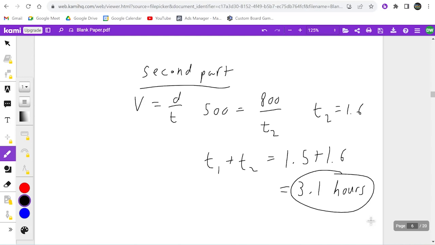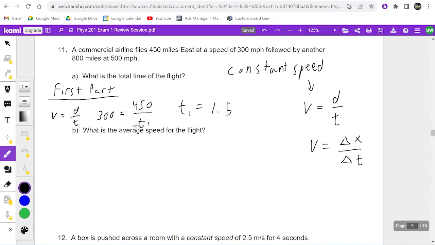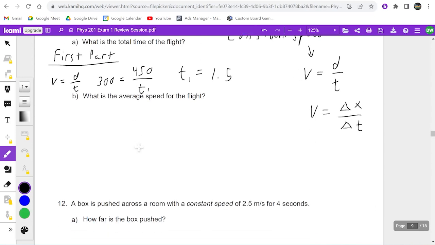Okay, now we want to find part B, which is what is the average speed for the flight? Now, average speed is technically different than average velocity, but luckily, since we're just flying in a straight line, it's not going to make a difference. I can explain what the difference is after this, but for average speed, it's the same thing as average velocity because we're flying in a straight line, and it's just going to be the total distance, which is called displacement, over the total time.